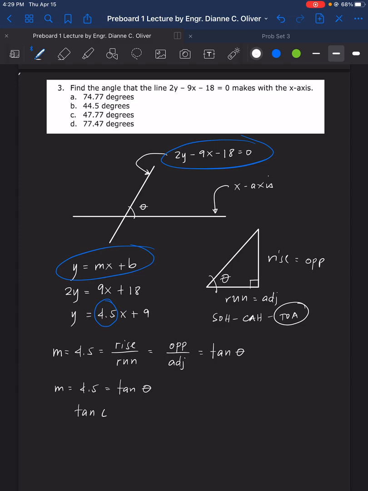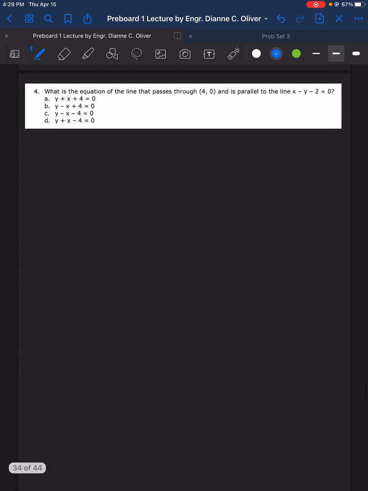So tangent theta is equal to 4.5. Theta is equal to the inverse of tangent. Using your calculator, theta is 77.47 degrees, inverse tangent of 4.5. Okay? So 77.47 degrees is the letter D. So that's for number 3. Let's go to number 4.